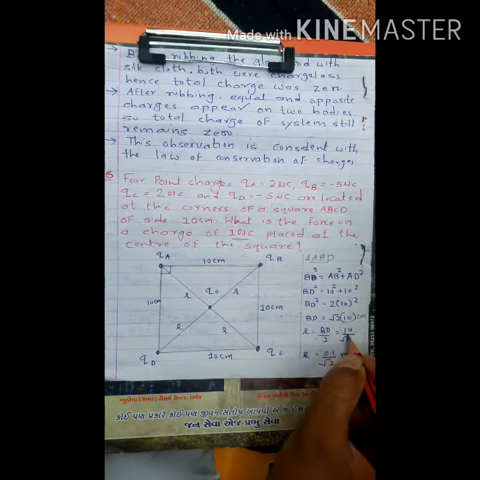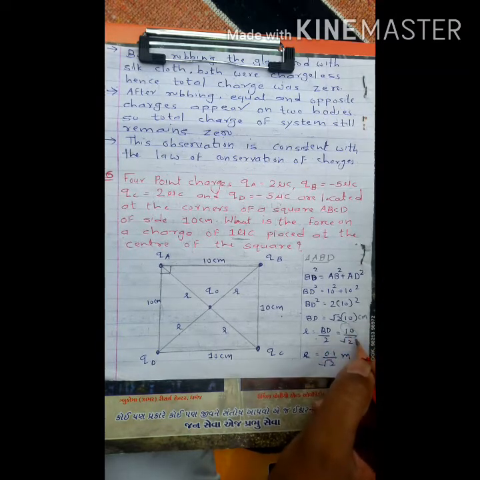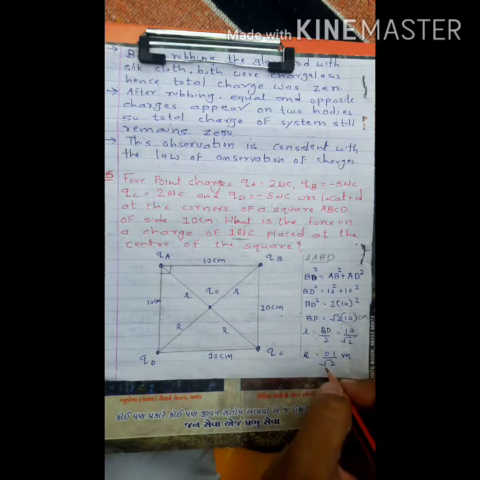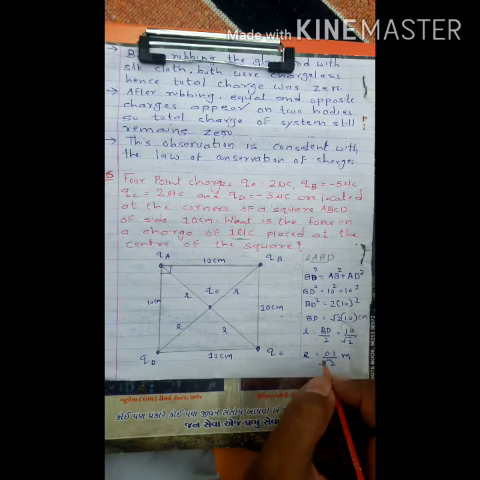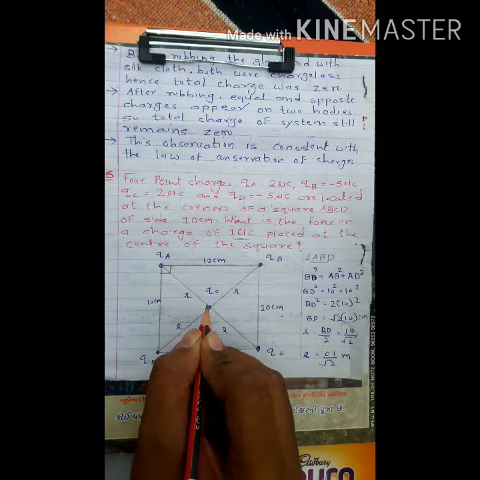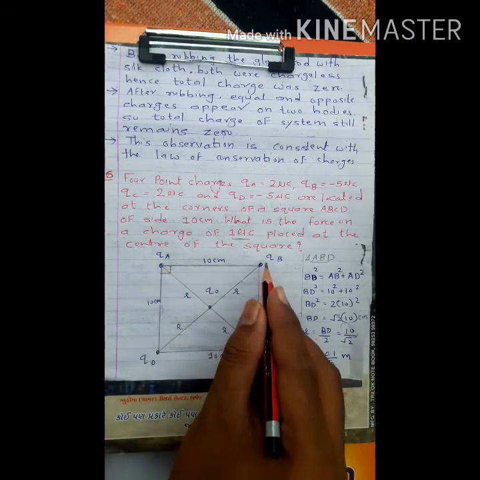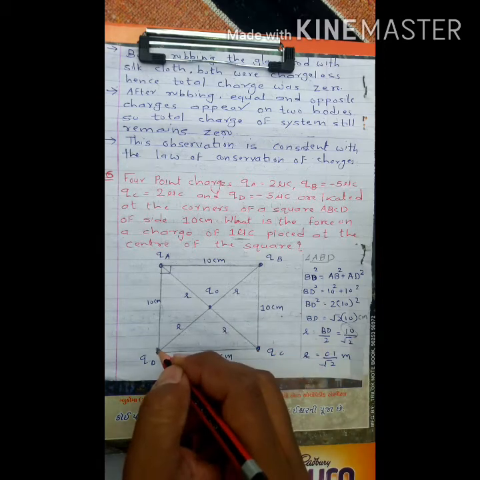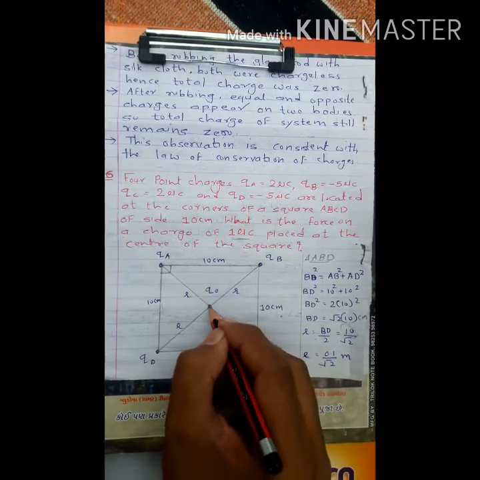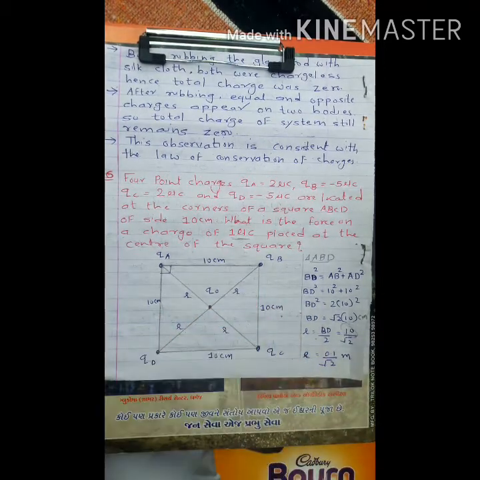Here we use the centimeter unit for distance, but convert this unit into meter. So R is equal to 0.1 upon root 2 meter. So this is our distance of the Q1, QA, QB, QC or QD charge from the center of the square, and these distances are equal.